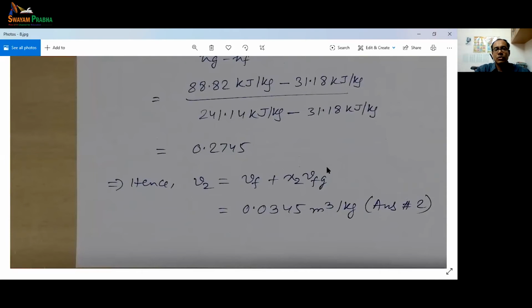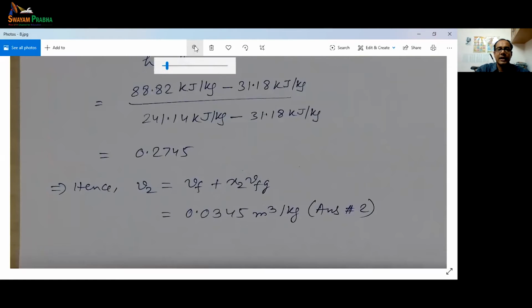And as soon as you know the quality of the vapor, you will also know what would be the specific volume at exit, just by adding the specific volume of fluid with the quality multiplied by the VFG, or the difference in specific volume of vapor and liquid. Okay, so that way you will know what is the specific volume, that is 0.0345 meter cube per kg, and that's what gives you the second answer.